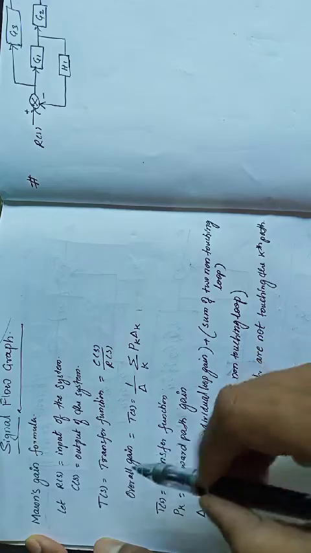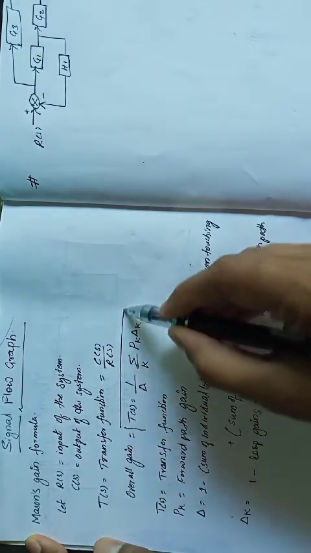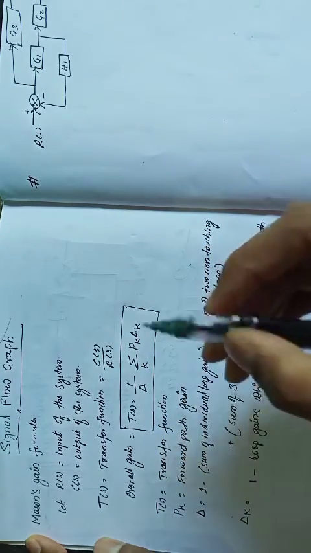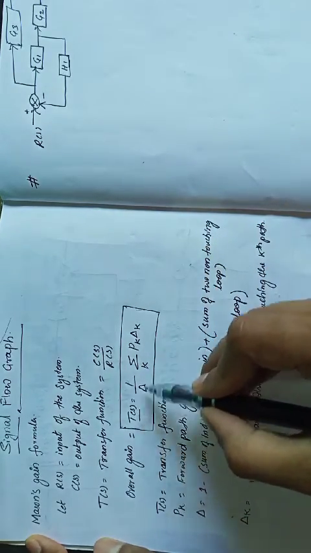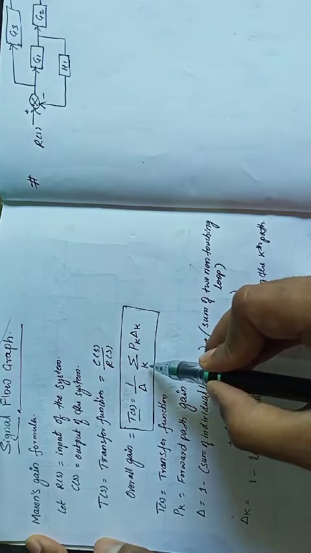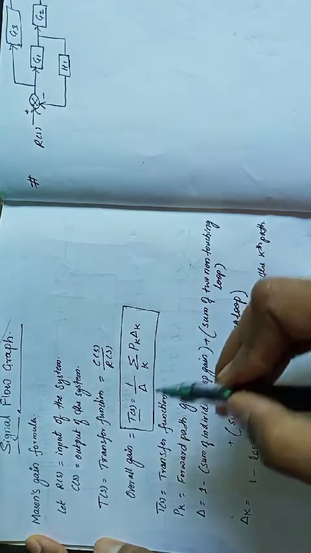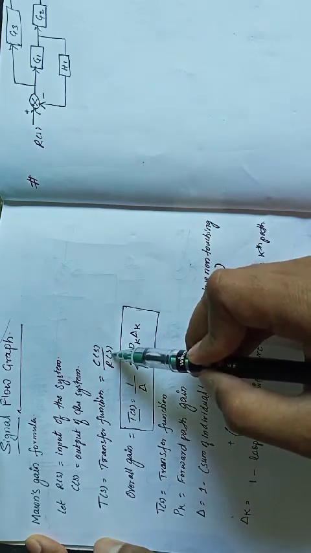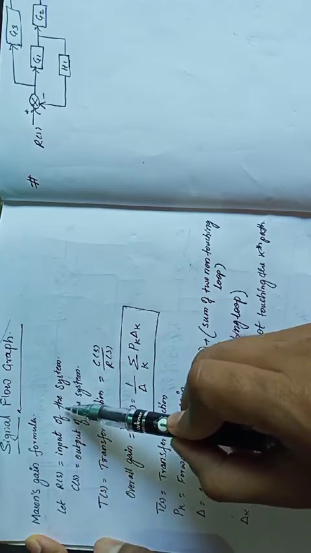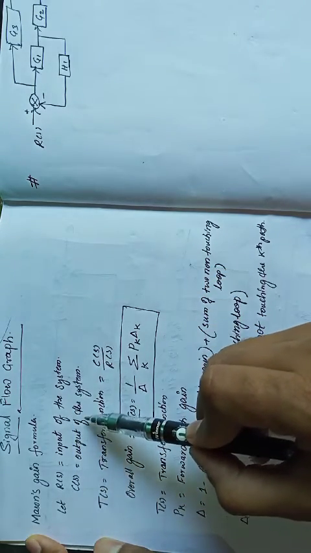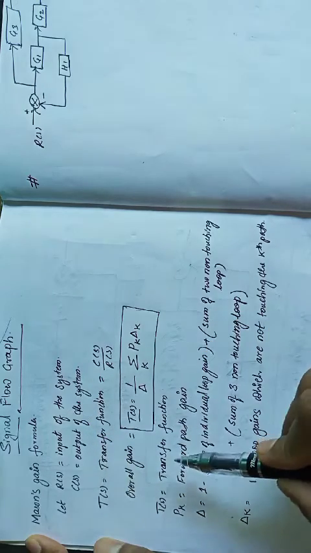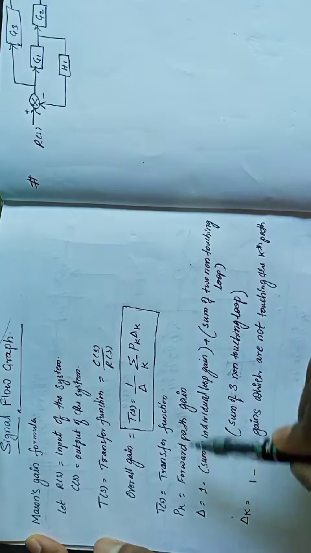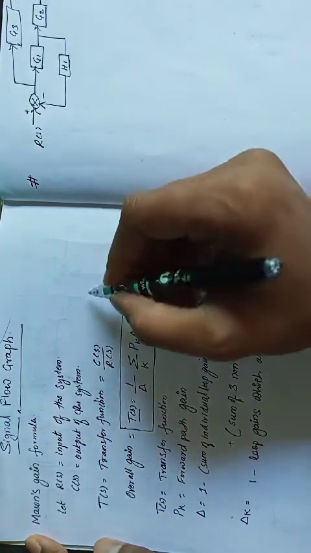Mason's gain formula gives the transfer function of the signal flow graph by using the formula T(s) equals 1 upon delta, summation k of Pk delta k, where T is the transfer function C(s) by R(s). R(s) is the input of the system, and C(s) is the output of the system. Here Pk is the forward path gain.